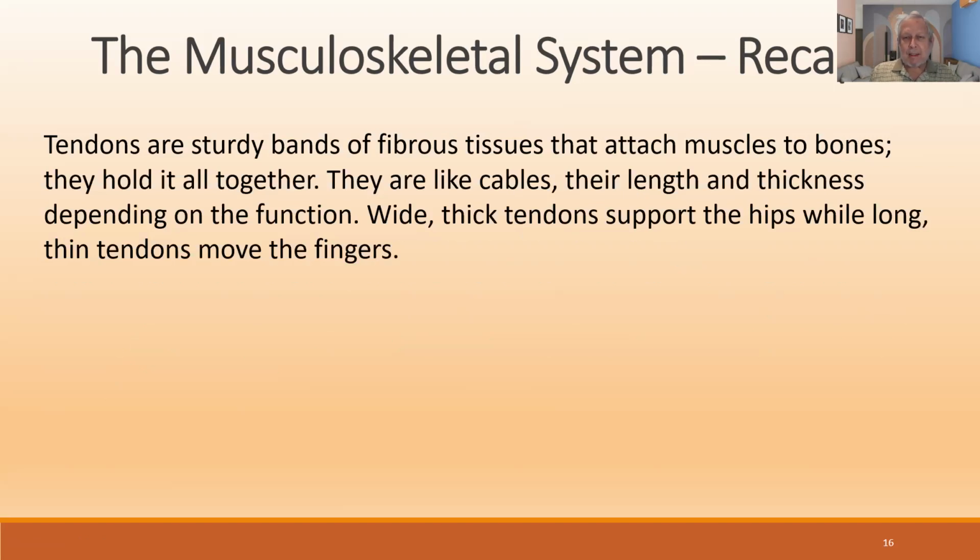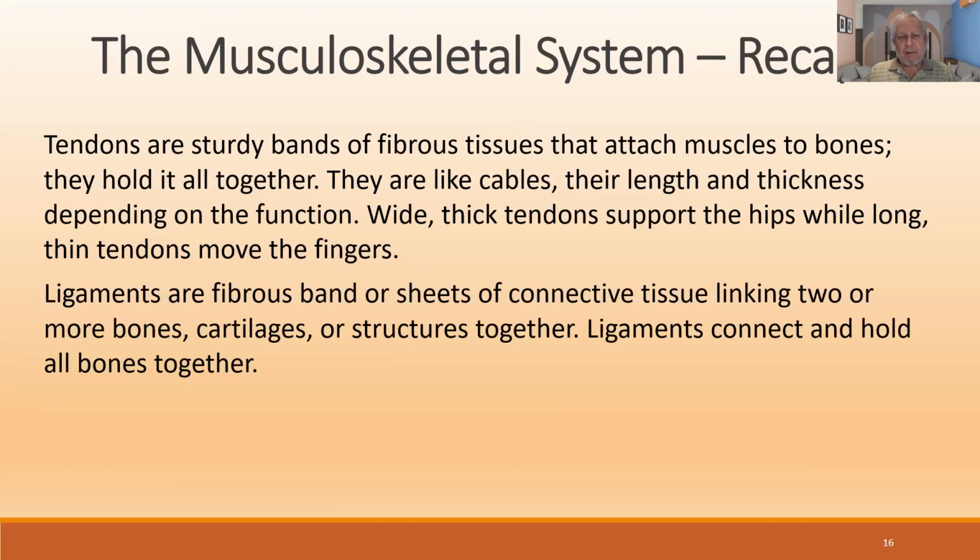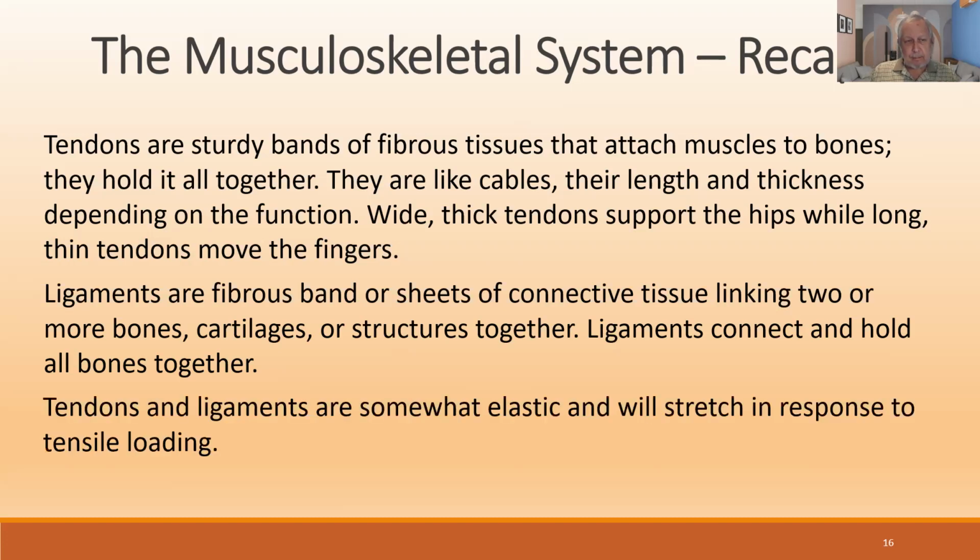Tendons are sturdy bands of fibrous tissues that attach muscles to bones. They hold it all together. They are like cables, their length and thickness depending on the function. Wide, thick tendons support the hips, while long, thin tendons move the fingers. Ligaments are fibrous bands or sheets of connective tissue linking two or more bones, cartilages, or structures together. Ligaments connect and hold all the bones together.